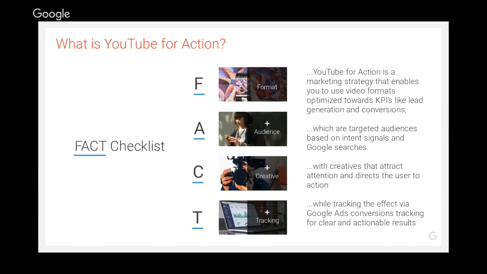So to make this even a bit more tangible, we have a checklist, the FACT checklist. There are basically four things that need to be in place. The format itself, that's optimized towards KPIs like lead generation and conversions. Audience, figure out what audiences make sense for your business. Creative, that attracts attention and directs the user to actually take action. And then the tracking, to make sure that you can actually prove the results of the setup that you've chosen. So let's walk through this step by step.